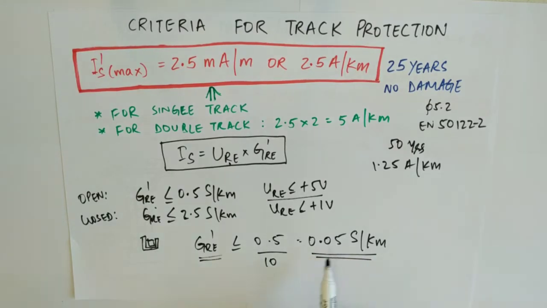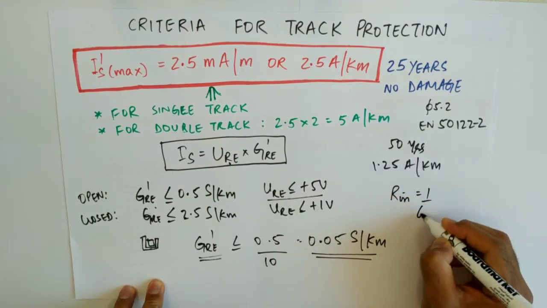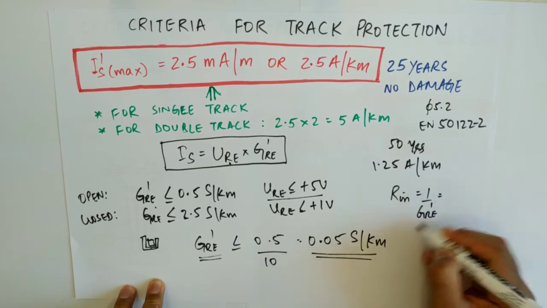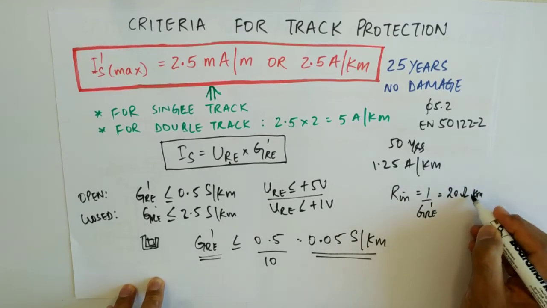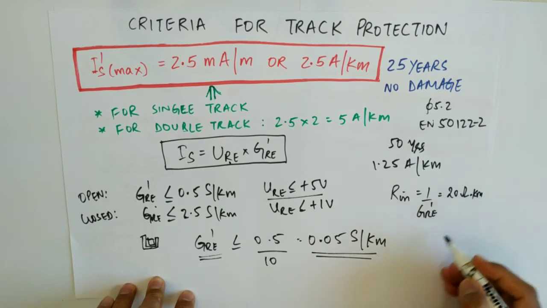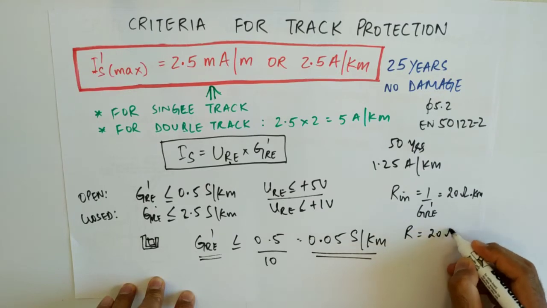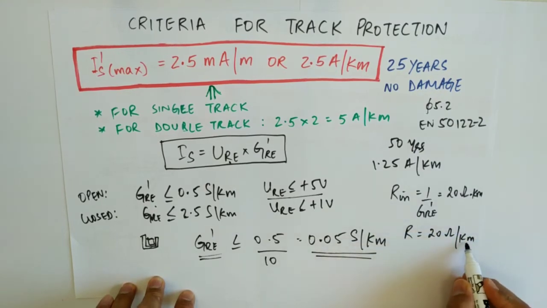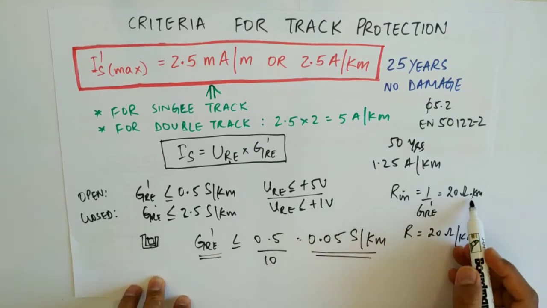This is for single track. For double track you have to multiply. Now in this case, your rail insulation resistance will become 1 over GRE, and if you do this, it becomes 20 ohm kilometer. Now this is not per kilometer, it is times kilometer. Insulation resistance is always given in ohm times kilometer, whereas the resistance of a conductor is given, suppose we take it as 20 ohms per kilometer. So as the length increases, the resistance shall increase, whereas in case of insulation resistance, the resistance will decrease.